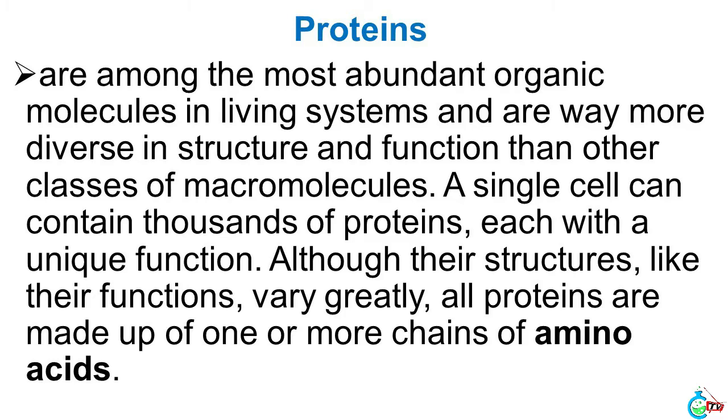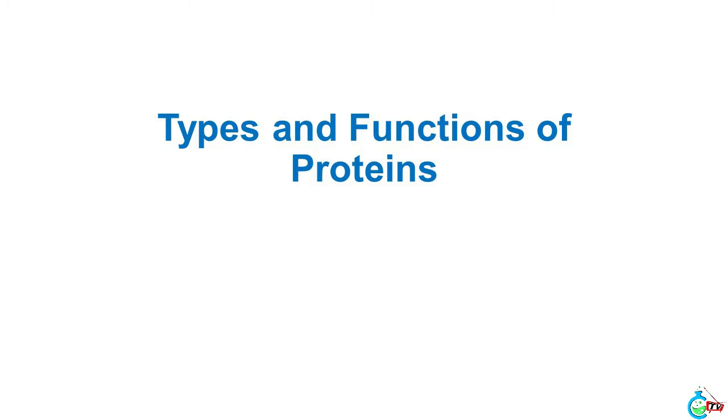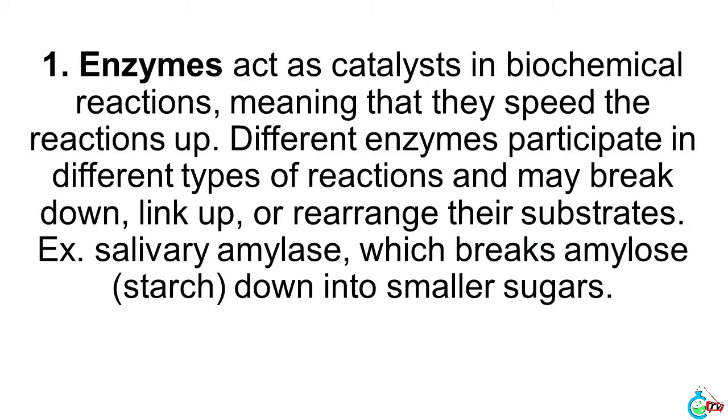Although their structures, like their functions, vary greatly, all proteins are made up of one or more chains of amino acids. Types and functions of proteins. 1. Enzymes act as catalysts in biochemical reactions, meaning that they speed the reactions up. Different enzymes participate in different types of reactions and may break down, link up, or rearrange their substrates. An example is salivary amylase, which breaks amylose, starch, down into smaller sugars.